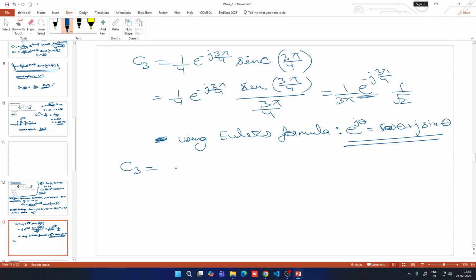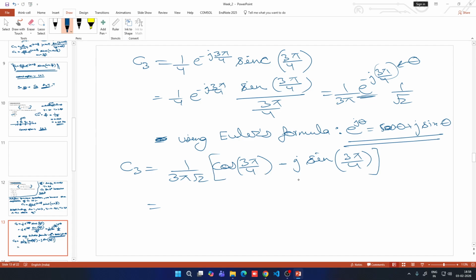So our C of 3 can be written as 1 by 3 pi into root 2, and this e to the power minus j 3 pi by 4. So here our theta is 3 pi by 4. So I can simply write cos of minus 3 pi by 4. So cos of minus x is still cos x, so I can write cos 3 pi by 4 minus j sin 3 pi by 4.